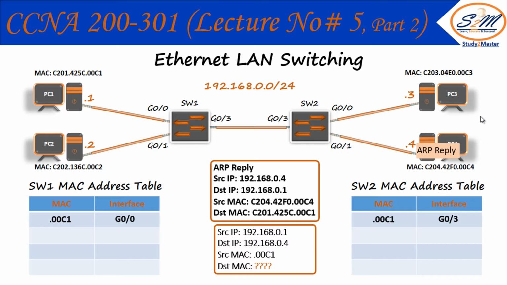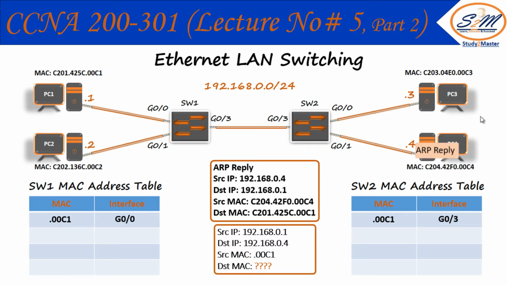Before, the source IP address was the IP of PC1 and the destination IP address was the IP address of PC4, and the source MAC address was the PC1 MAC address and the destination MAC address was the PC4 MAC address. Now it is completely reversed. The source IP address is the IP address of PC4, the destination IP address is the IP address of PC1. The source MAC address is the MAC address of PC4, the destination MAC address is the MAC address of PC1.